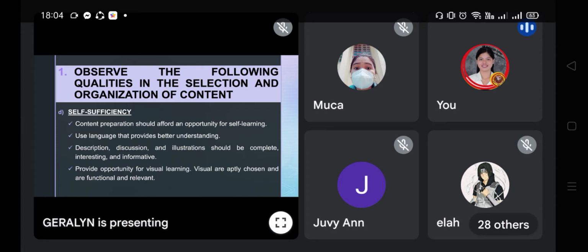We also are encouraged to use language that provides better understanding. And what kind of languages are we going to use? That is the reason why sa elementary na ay mother tongue. Sa grades 1 to 3, gina-encourage ang mga teachers to use mother tongue, kanang Bisaya or whatever, native dialect sa bata para mas makasabot sila.